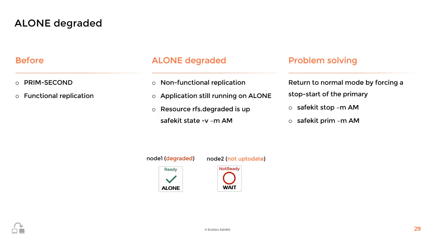Let's now consider the issue with the alone degraded state on Node 1. Before the degradation, the state was prim second, indicating a functional replication. Then, due to an issue in the replication mechanisms of Node 1, the prim node transitions to the alone green degraded state, while the other node transitions to the wait red state, waiting to resynchronize data from the alone node.